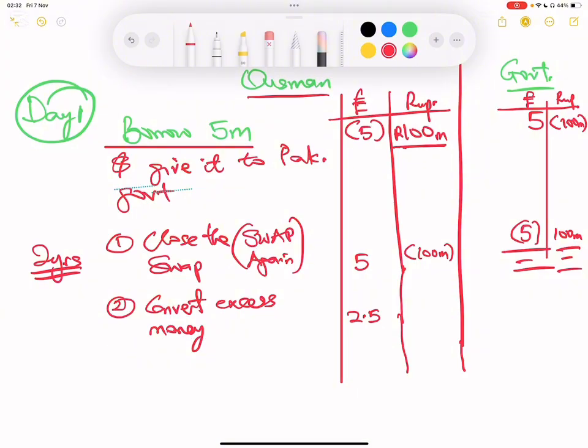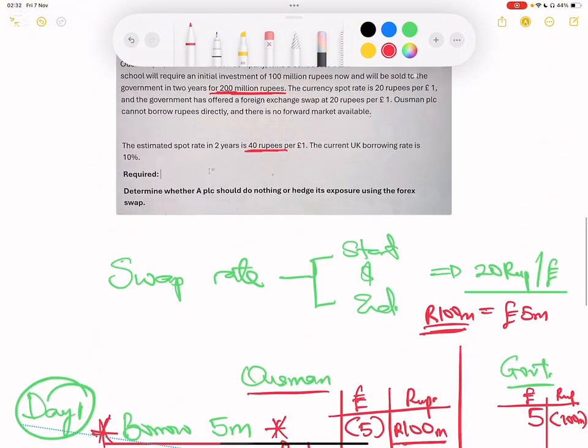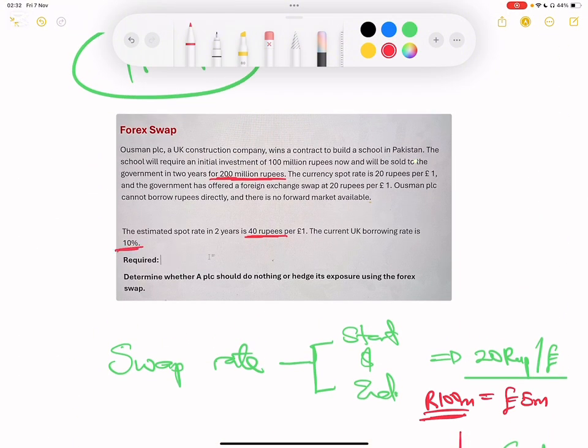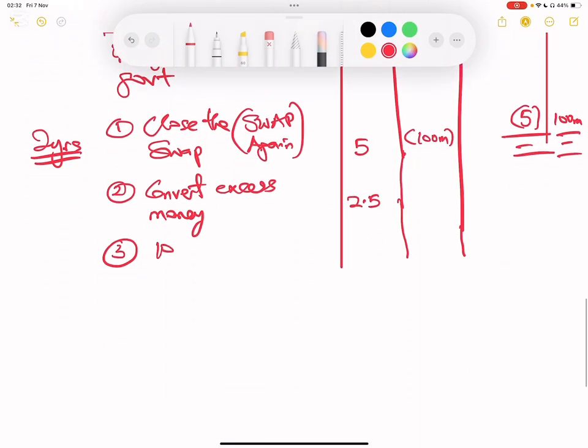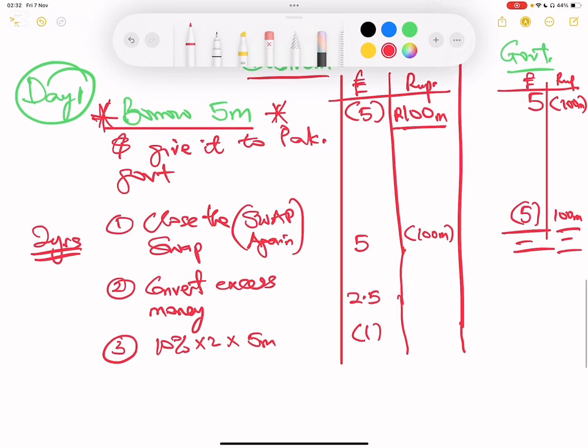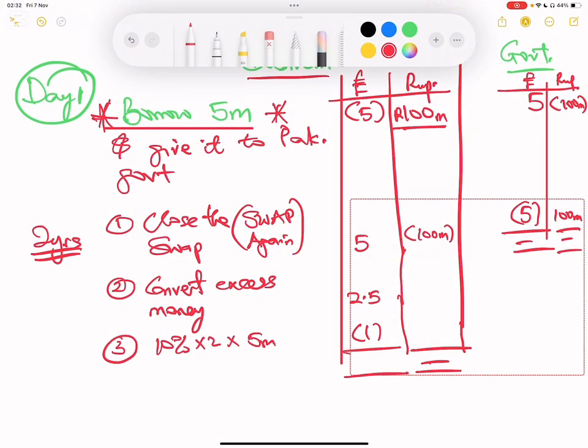Even more so because he also borrowed. Remember, the 5 million was borrowed for 2 years, and they gave us the interest rate in the UK at 10%. So he's going to pay interest at 10% for 2 years over the amount of 5 million that he borrowed, and that means he's still going to pay an extra 1 million. So invariably, you will discover that he's still better off. Even if the rupee comes to zero, his local currency still gives him an additional 1.5 million left. That is what a forex swap is all about. It's pretty straightforward.